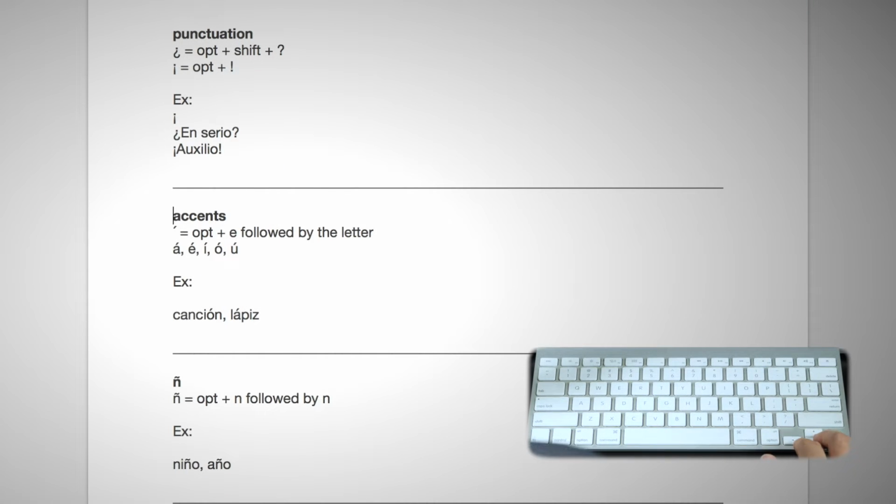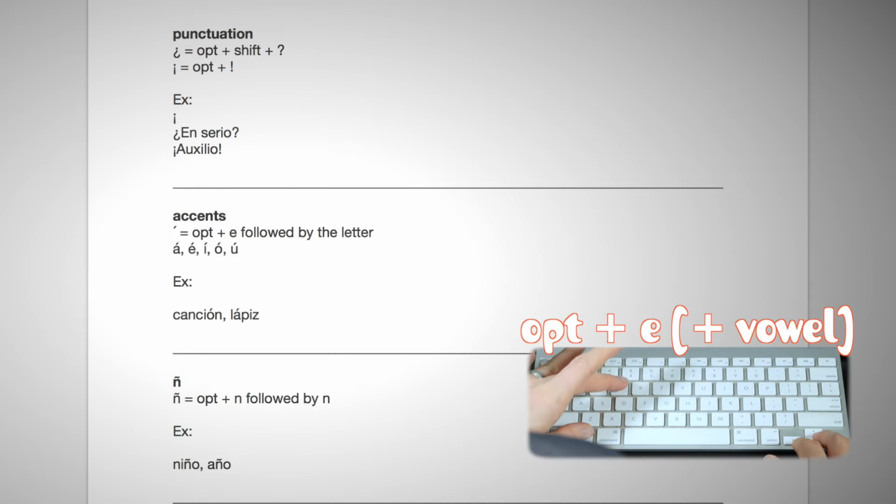To create an accent above a vowel, all you need to do is hold the Option key and tap the letter E. You're going to see a little yellow highlight, and from there you can select which vowel you want to have the accent over.